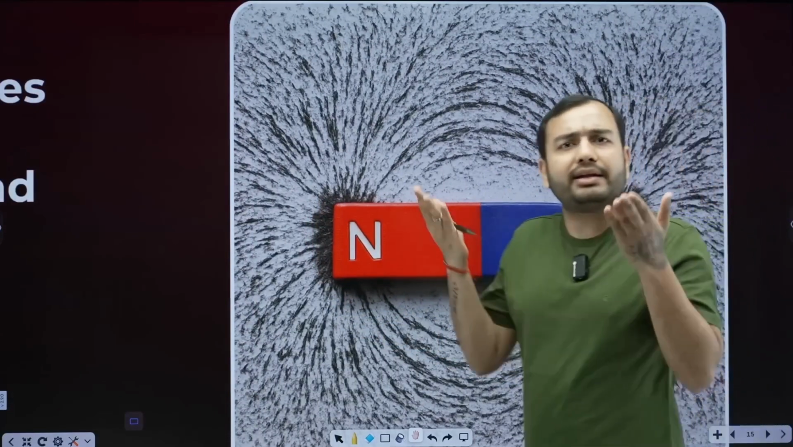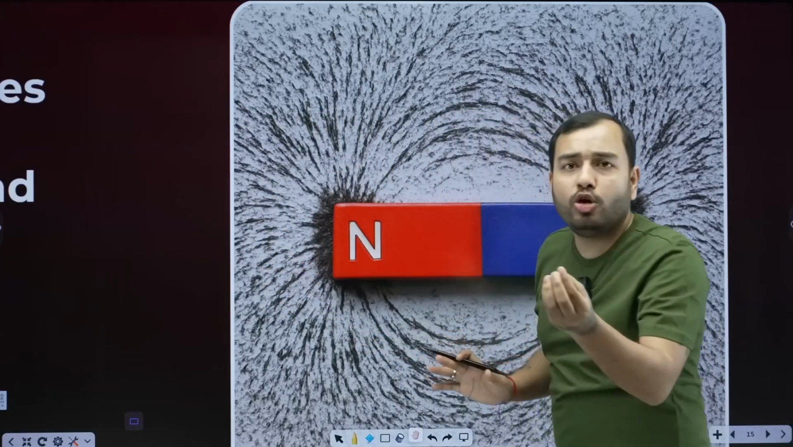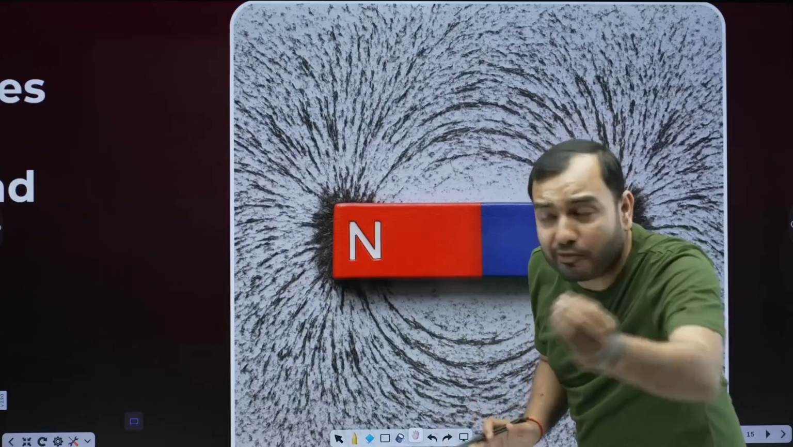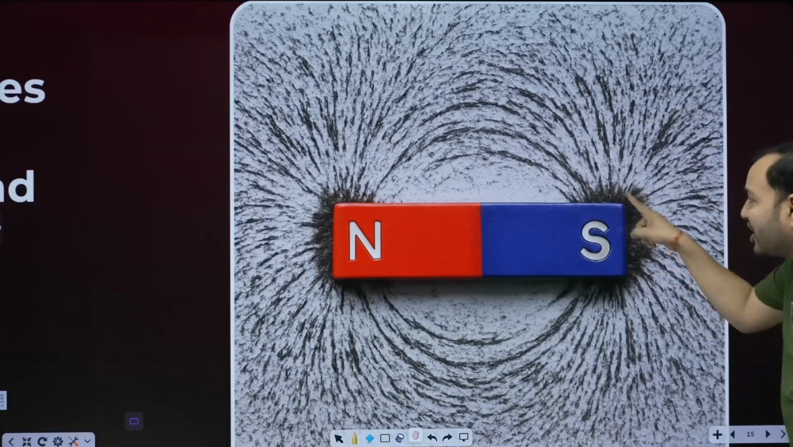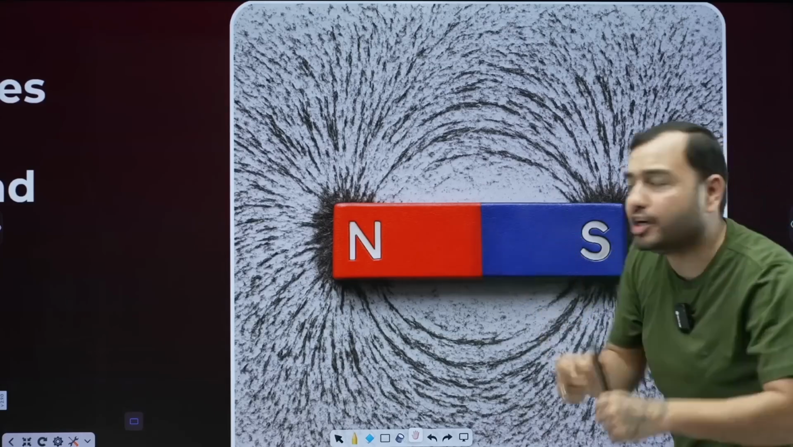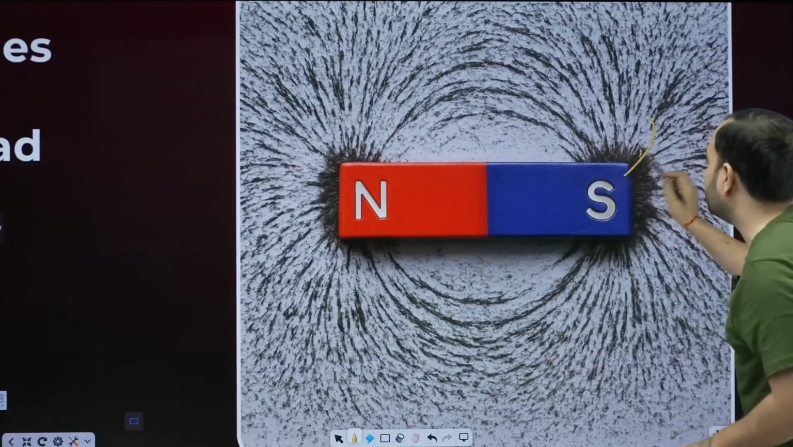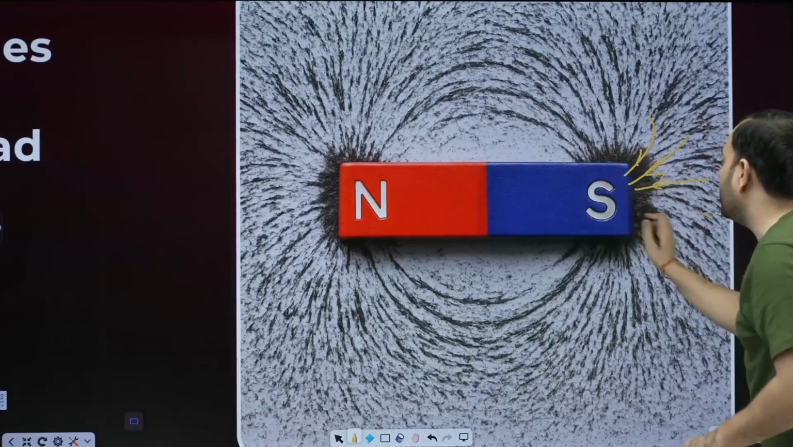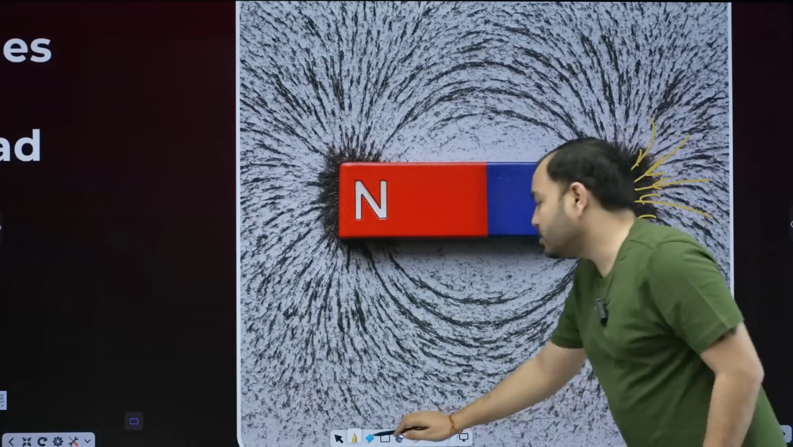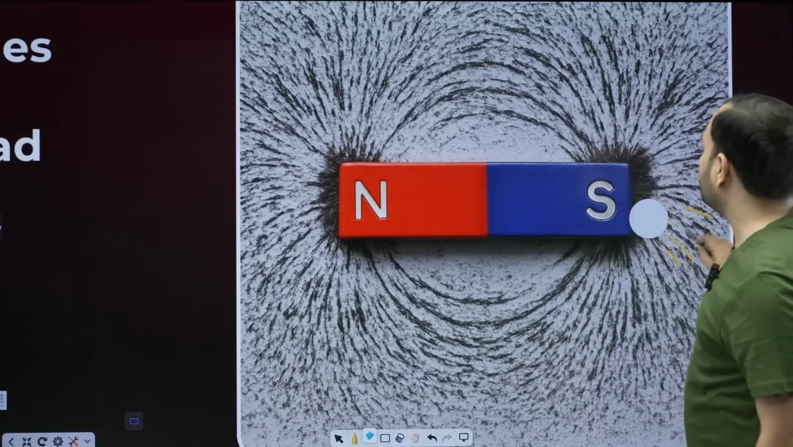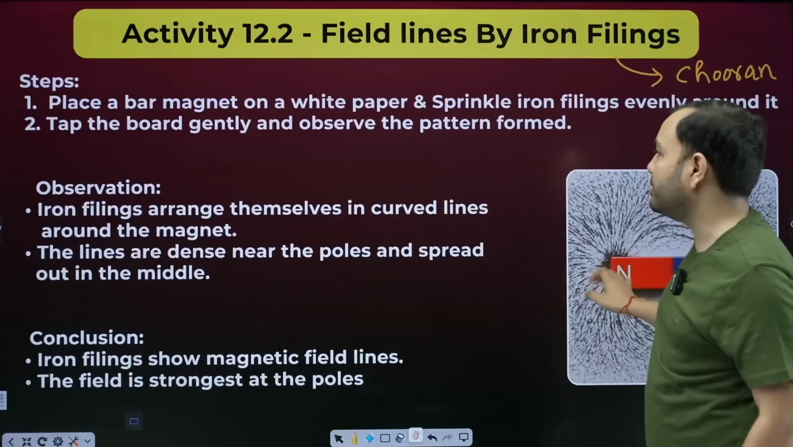What is it? Magnetic field lines. What happened? The iron filings were arranged in the field lines. Why? Because wherever there is more magnetic field, there are more iron filings. Where is there more? At the poles. A very strong magnetic field, because the field lines on the poles are very close. See here a lot of iron filings are gathered, and see further it is becoming less. So according to the magnetic field, it is arranged. The same thing is told in the experiment.